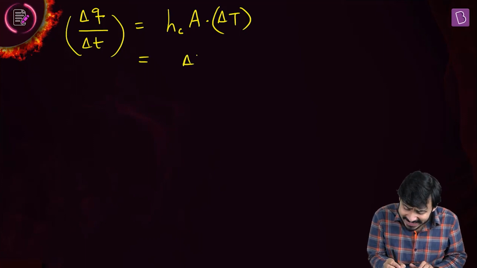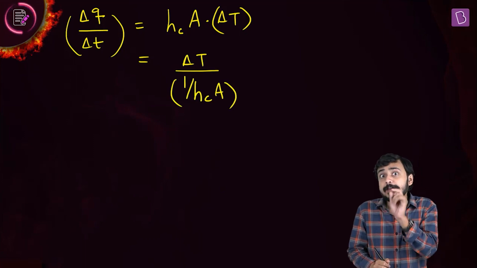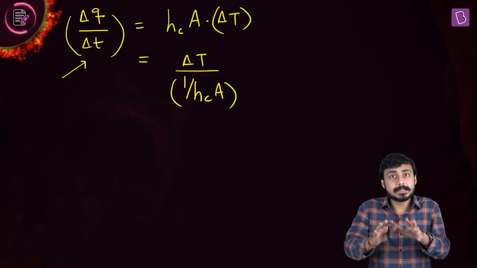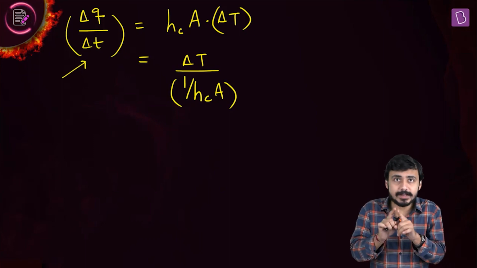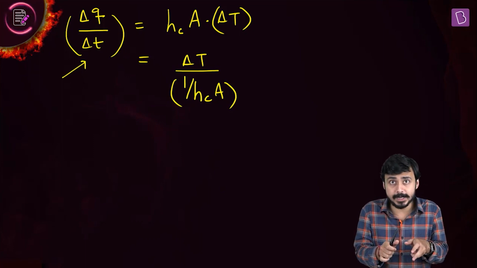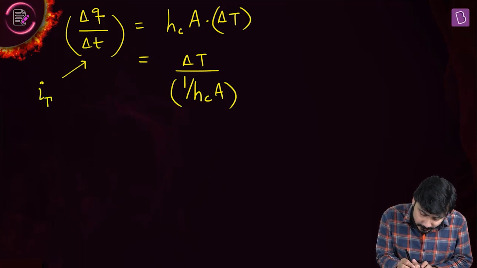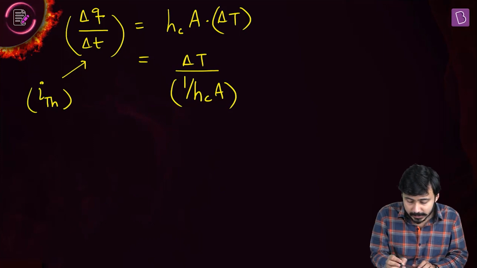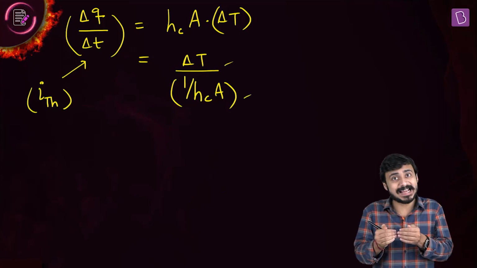This, if you rearrange, can be written as delta T upon 1 by Hc times A. And now, whenever the thermal current flows, it is the flow of heat energy. The process involved is convection, but it is the flow of heat energy, so it's a thermal current. So the thermal current is given by delta T by 1 upon Hc times A.